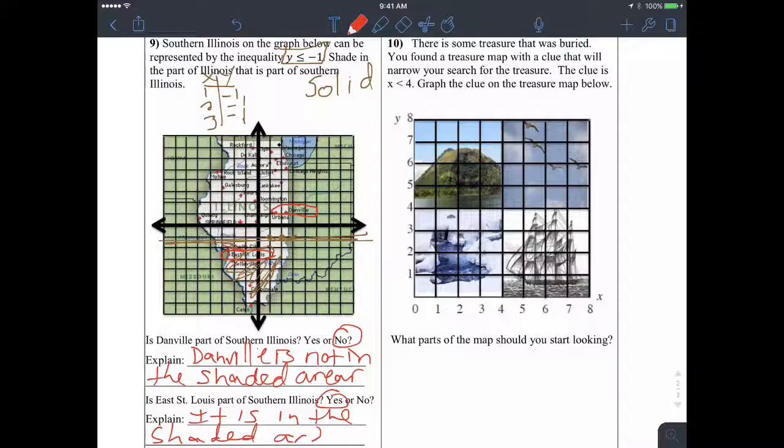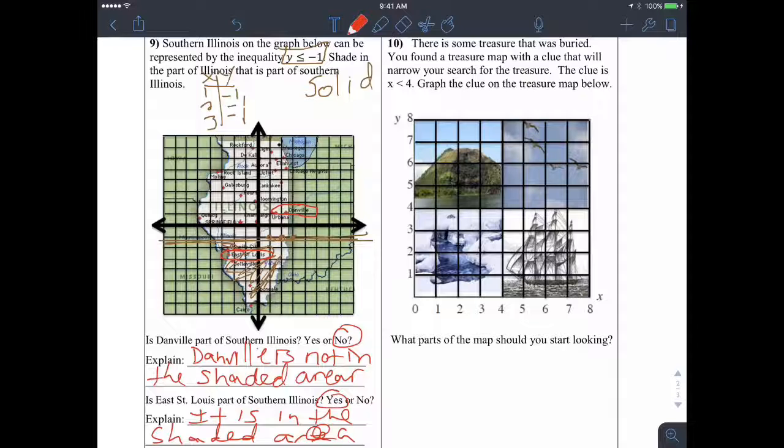All right, very good. All right, guys, now for number 10, it says there was some treasure that was buried. You found a treasure map with a clue that will help you narrow your search for the treasure. The clue is x is less than 4. Graph the clue on the treasure map below. So I need you guys to go ahead and graph this clue on this treasure map. Go ahead and do that right now.